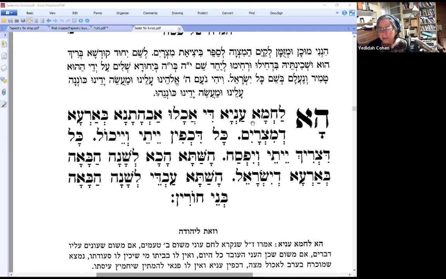Ha Lachma Anya, this is the bread of affliction which our forefathers ate in the land of Egypt. All those who are hungry, let them come and eat. All those who are needy, let them come and make the Pesach sacrifice. This year we are here, next year in the land of Israel. This year we are slaves, next year we will be free men. And again, this declaration is also said by people living in Israel.